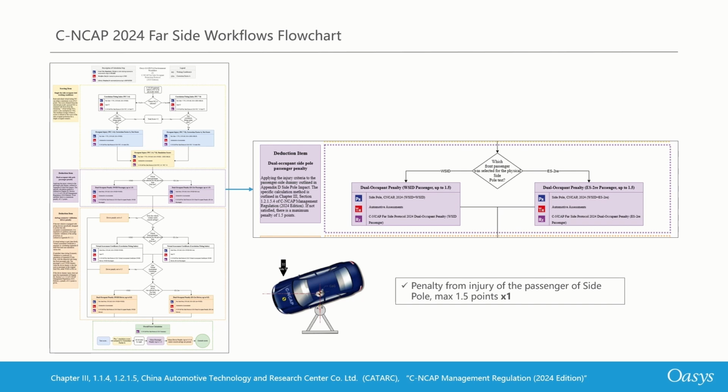Next, we move on to the deduction item, and this is the second section. Now, in reality, this will be a physical test that will be used to calculate the deduction with a penalty of up to 1.5 points. But when you're performing in-house testing, you can use the provided reporter template to assess the front passenger and evaluate the deduction items. There are two variants, a World SID and an ES2RE passenger, and the one you use needs to match the physical side pull test.